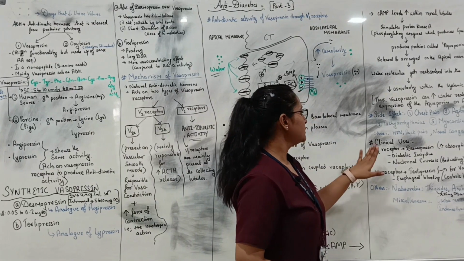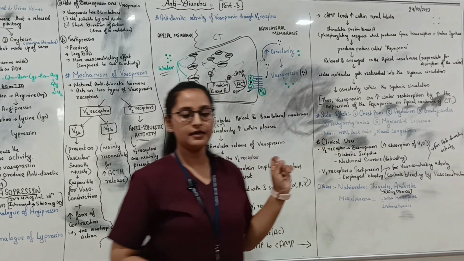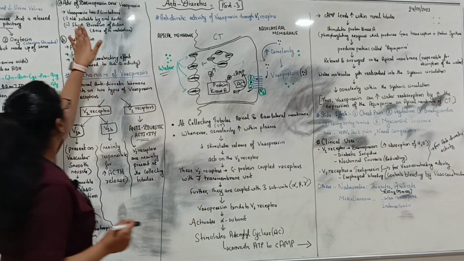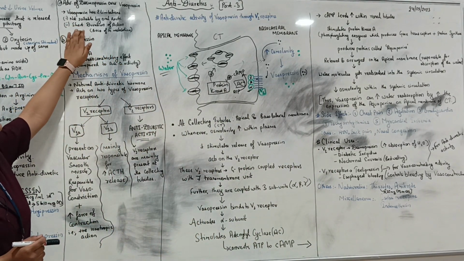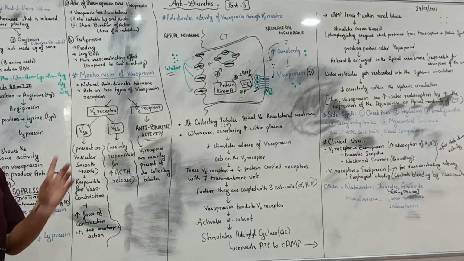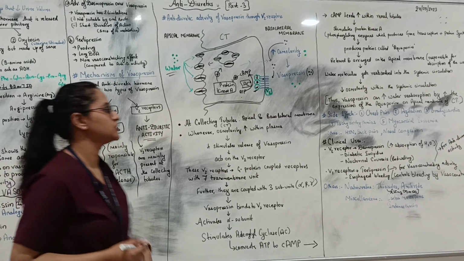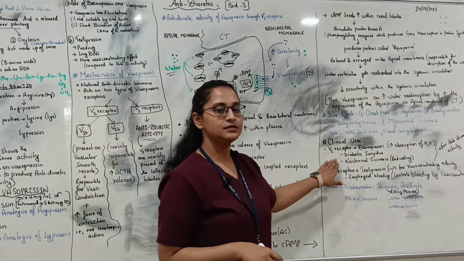Now, vasopressin is normally not given. Desmopressin is more preferred, also through the intranasal route. We get an intranasal spray, and that is more useful. Desmopressin is more used in the recent scenario.